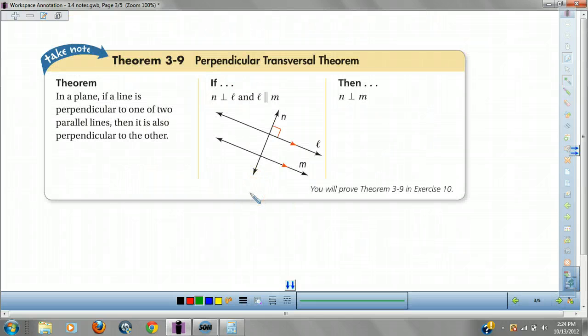Let's talk about your perpendicular transversal theorem. In a plane, if a line is perpendicular to one of two parallel lines, it is also perpendicular to the other. This is the opposite of what we just said. It says if L and M are parallel, which they are because we have these arrows, and if N is perpendicular to one, it's perpendicular to the other. That holds true because if this is 90 degrees, by the corresponding angle theorem, that has to be 90 degrees. If that's 90 degrees, they're all 90 degrees.